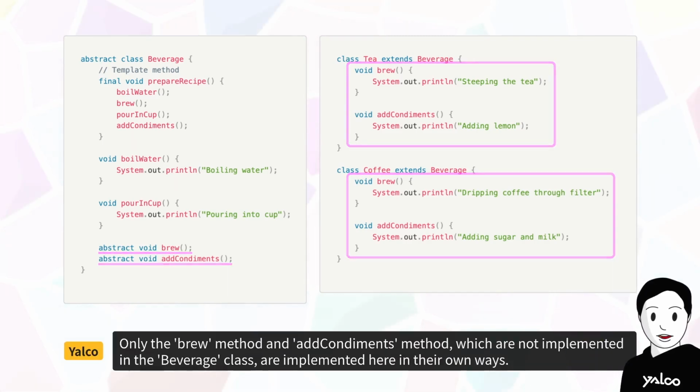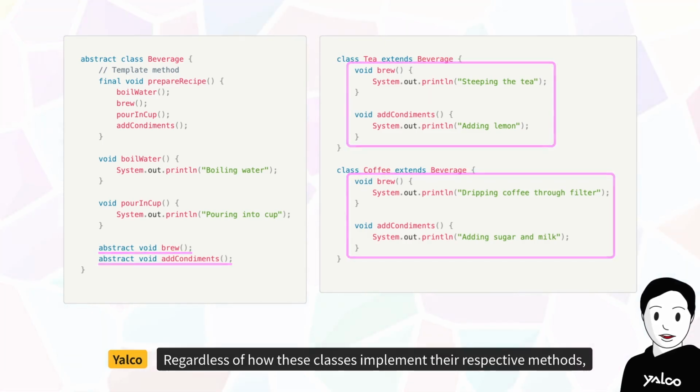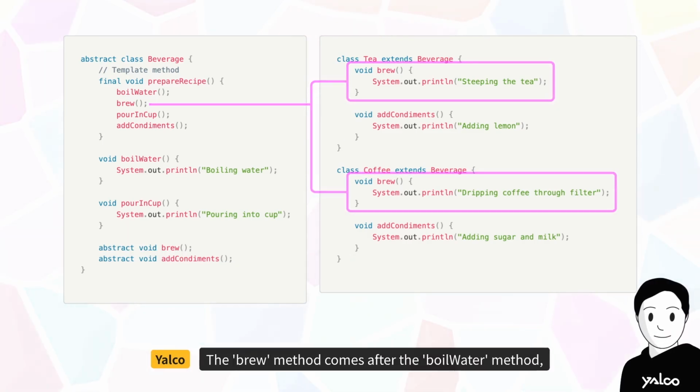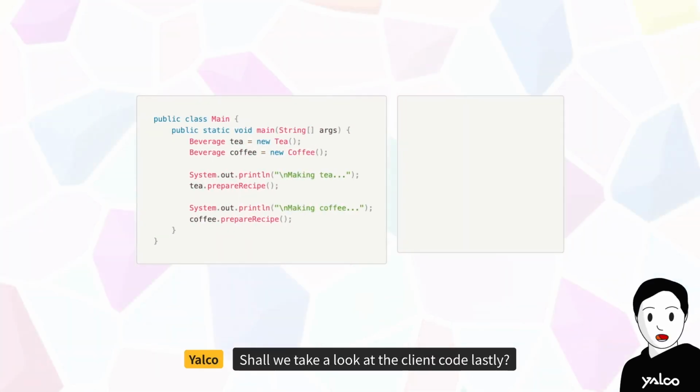Only the brew method and add condiments method, which are not implemented in the beverage class, are implemented here in their own ways. Regardless of how these classes implement their respective methods, the brew method comes after the boil water method, and the add condiments method comes after the pour in cup method. Shall we take a look at the client code lastly?